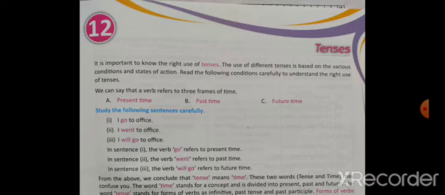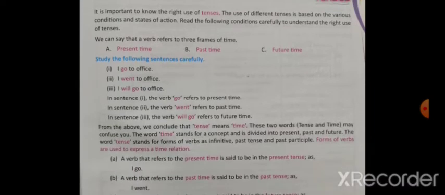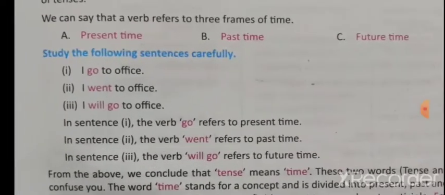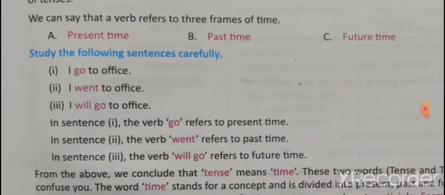If we take some examples, and I'm going to take the examples from the book only so that it is easy for you to understand. First is, I go to the office. Second, I went to the office. And third, I will go to the office. The first sentence, I go to the office, clearly tells us that the person goes to the office, which tells us that the sentence is written in the present tense.